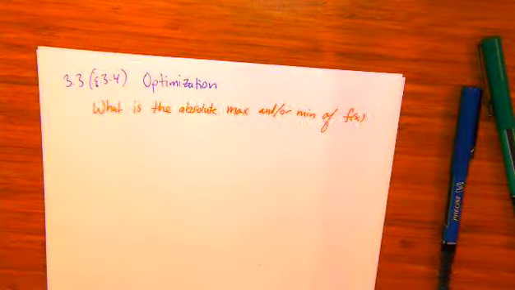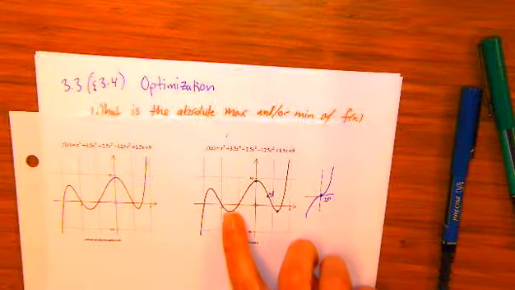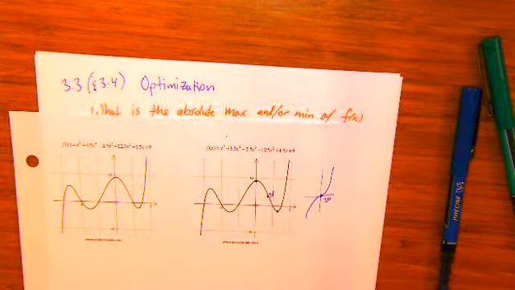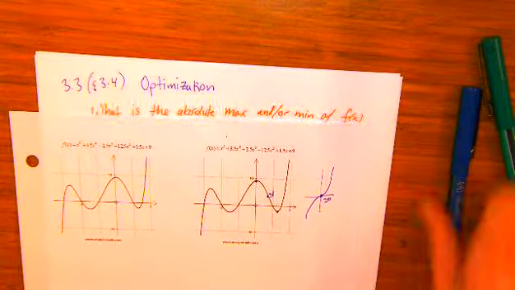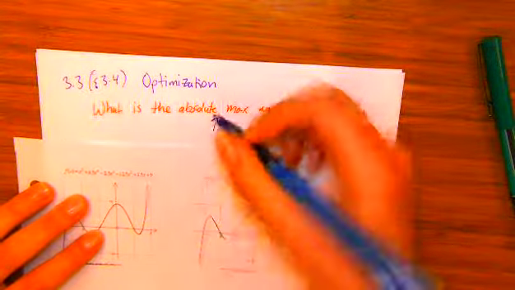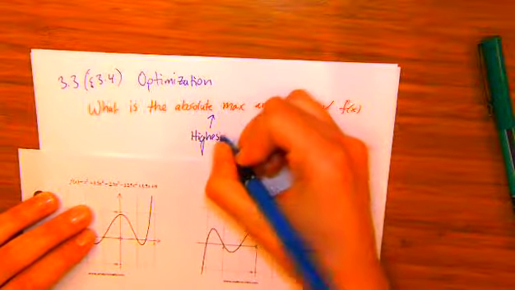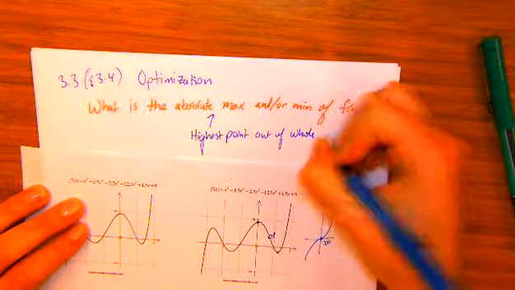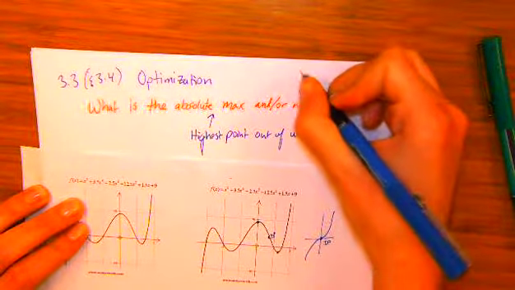Okay. So we talked about local extrema. We know that we could have multiple local mins or local maxes. It just meant they were the lowest point in their neighborhood or the highest point in their neighborhood. So if I'm talking about an absolute max or min, then what am I looking for? The highest point out of the whole thing, right? Okay, min, lowest point out of the whole graph.